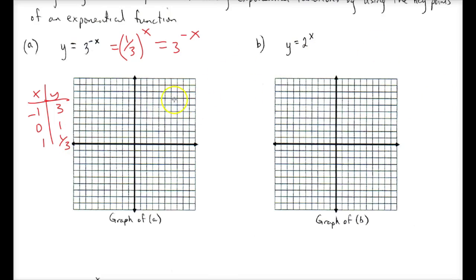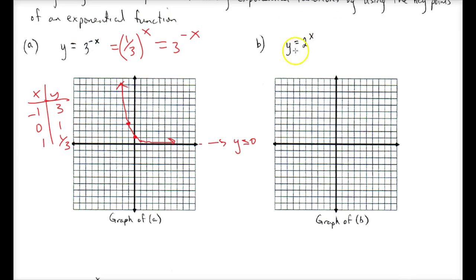And to plot those points, we know -1, 3. So -1 here, 1, 2, 3. 0, 1. And then 1, 1/3, which would be about right there. And of course, we'll have the horizontal asymptote at y equals 0. And we'll just do our best to kind of connect the dots here and draw our graph. Okay.